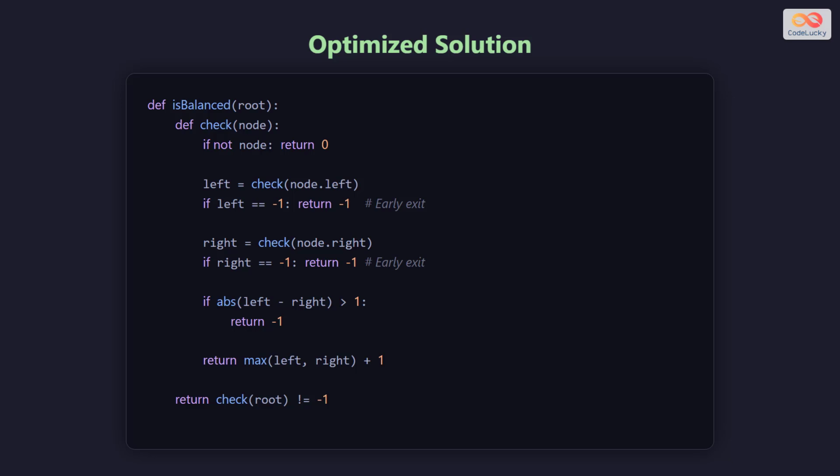This is what the code looks like. We have an inner helper function that returns the actual height if the node is balanced, or -1 if it is not. This allows us to validate the tree in a single pass without redundant calculations.